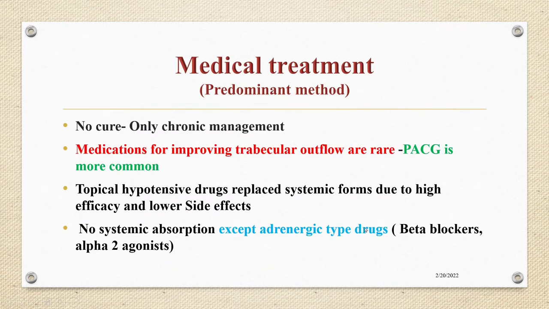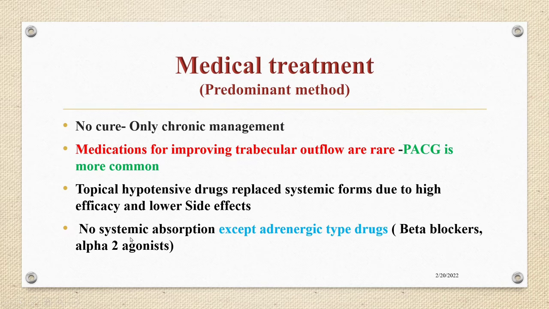So coming to the treatment aspect, we can treat either medicinally or surgically. But in glaucoma, the predominant method of treating is medicinally, through medicine. It has no cure, only chronic management we can do. The medications for improving trabecular outflow are rare. As I already mentioned, the angle is already closed, and primary angle closure glaucoma is more common in dogs. So the drugs should decrease the production of aqueous humor rather than increase the outflow.